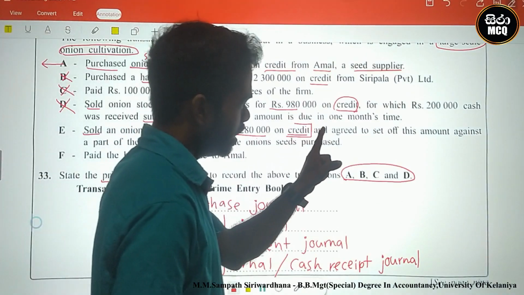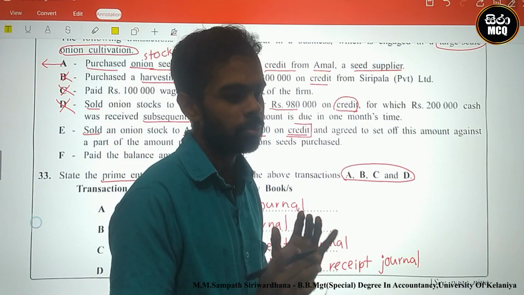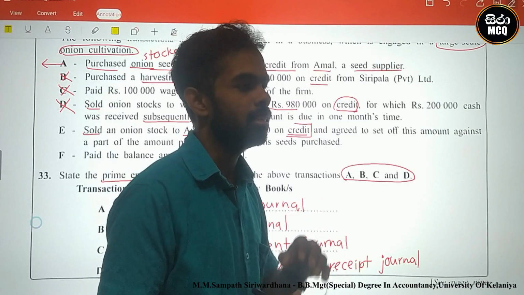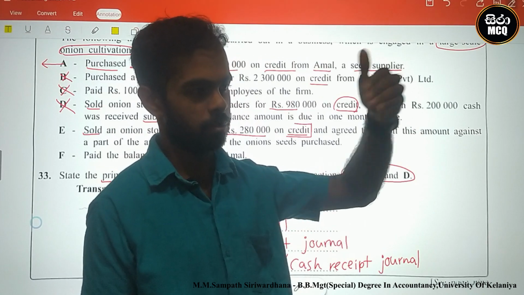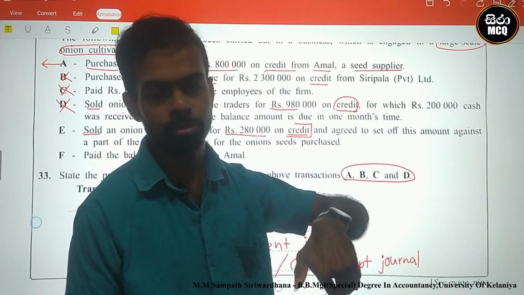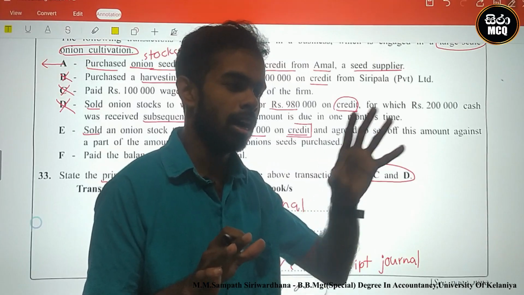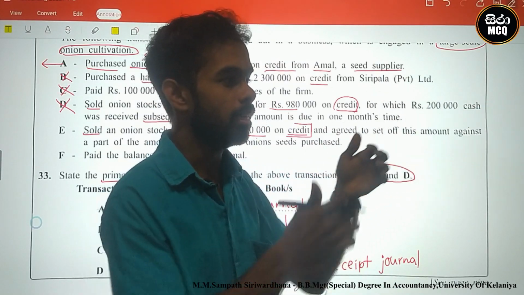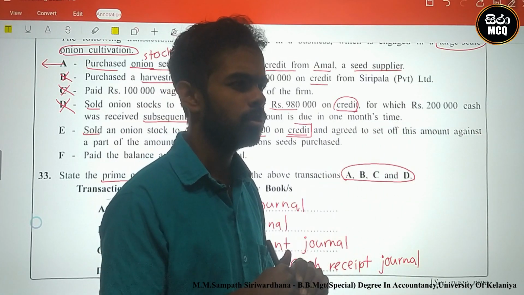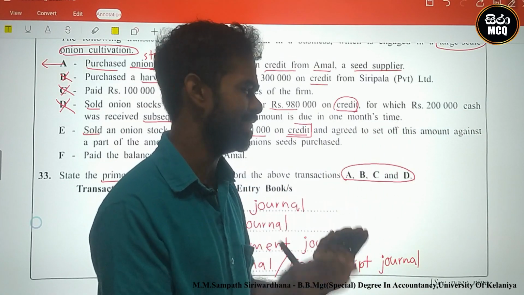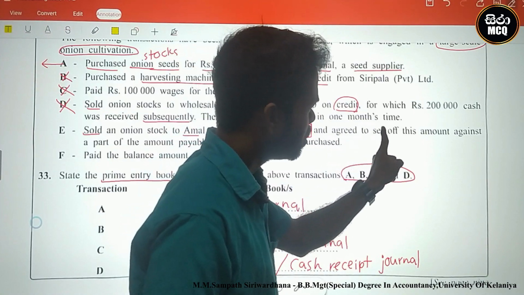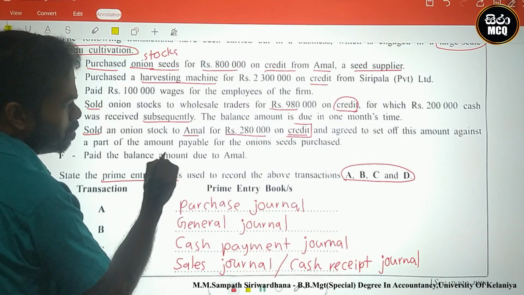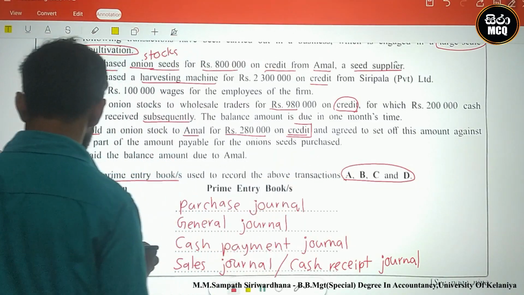They said to agree to set off. Set off means receivable and payable are set off, cut against each other. Why? There is a payable to Amal and there is a receivable from Amal. Therefore, Amal and we agreed: there is a payable to you, there is a receivable from you. Therefore, we can set off this. Set off means cancel this. Therefore, agree to set off this amount against a part of the amount payable for the onion seed purchased.